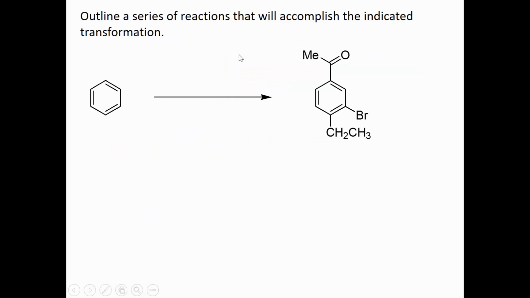We're going to outline a series of reactions that accomplish the indicated transformation. What you should do when you see a reaction like this is just look at what's ortho, para, or meta to whatever. So we know that ortho para directors are activating, and they're really going to serve as controlling groups in most cases. And in this situation here, what we see is that bromine is ortho para to the best electron donating group. We're going to install that one last.